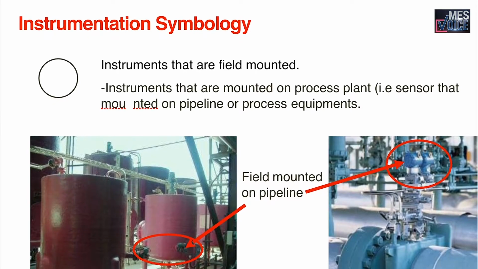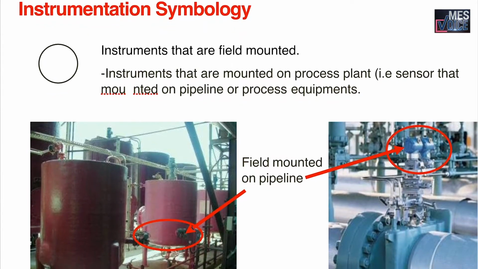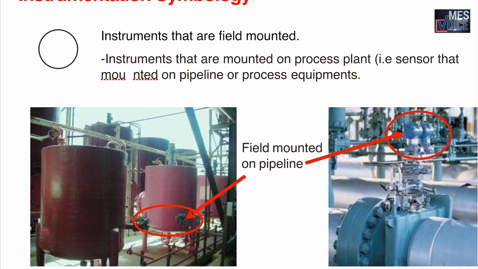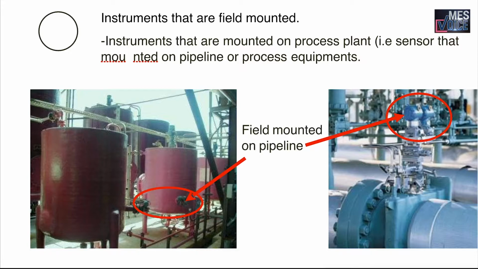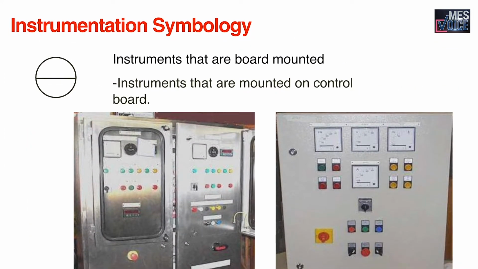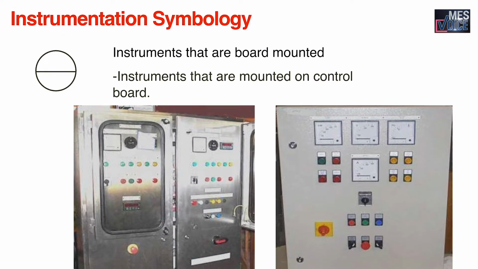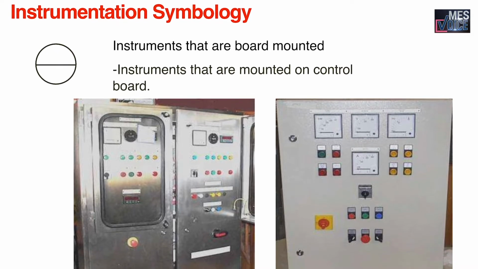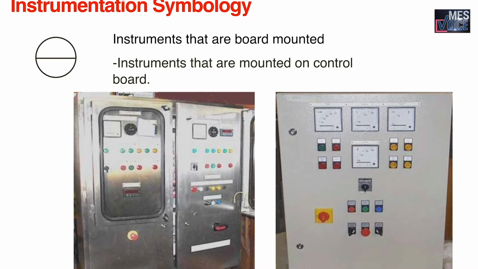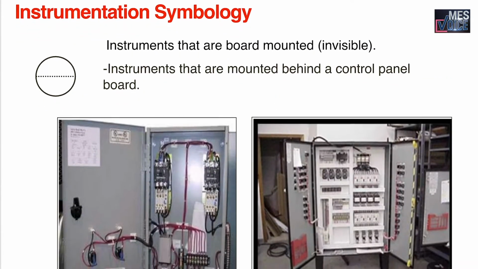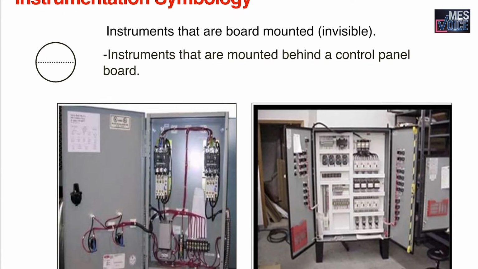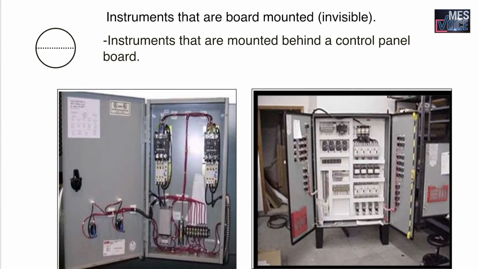Now we will discuss the three different symbologies used in PNIDs to represent device tags. The first type is the symbol for representing field mounted instruments, similar to the ones shown in the slide. It is represented by a plain circle with no lines in between the circle. The second type of instrument symbology has a circle with a solid line passing through its center. This represents the devices that are mounted on a control board. Third type has a dashed line passing through the center, which is used to represent instruments that are mounted on a panel or board but are inaccessible or invisible from the front of the control panel.